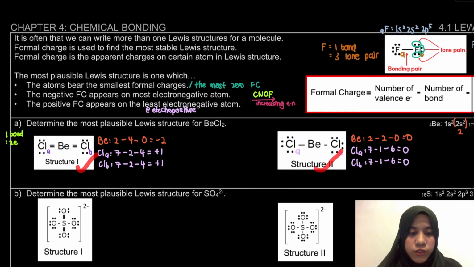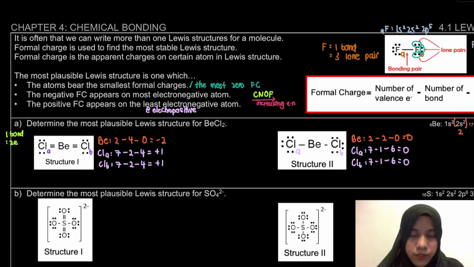Okay, for the case of structure 1 ni, the value itself negative 2, positive 1, positive 1. Tapi, for the case of structure 2 ni, all the value is 0. Memang 0 formal charge. Okay, so kat sini, if you still remember the first one, yang memang kita nak, the atom bear the smallest formal charge. Okay. So, apa yang kita nak jawab? Kita kena bagi tahulah. We have to write down the most plausible Lewis structure ni. Okay, yang ni nanti Miss lajukan.